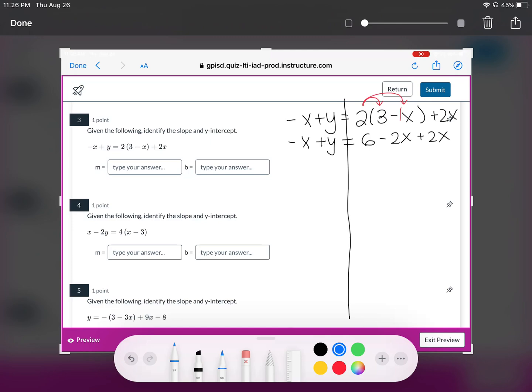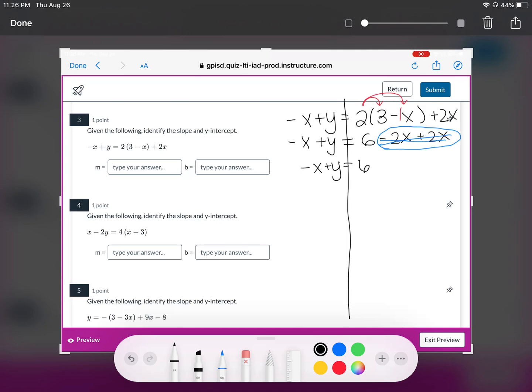Our next step is to combine. There's nothing on the left-hand side for us to combine. We can't combine x and y. But if we look on the right-hand side, both of these terms have an x. Negative 2 plus 2 is just 0. That kind of just goes away. So all we have left so far is negative x plus y is equal to 6.